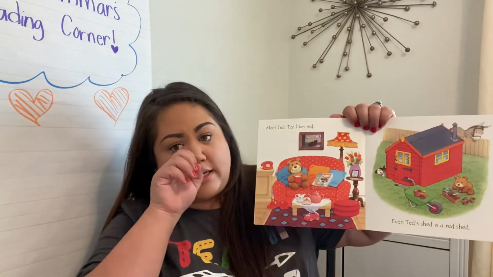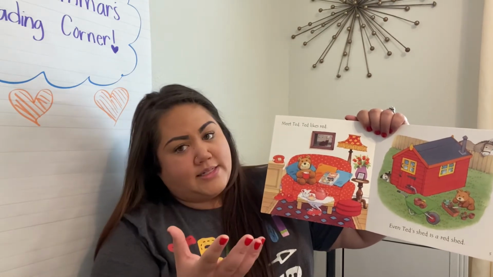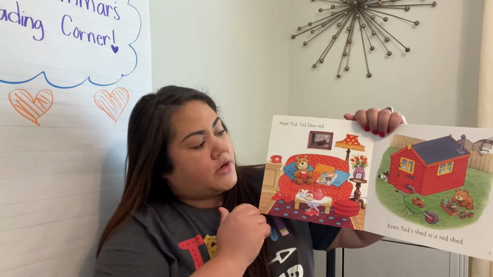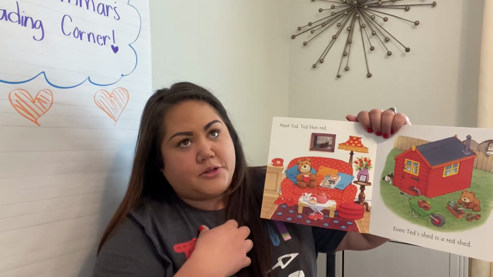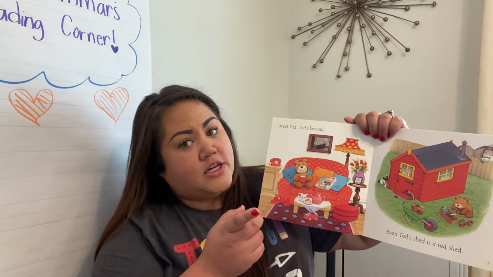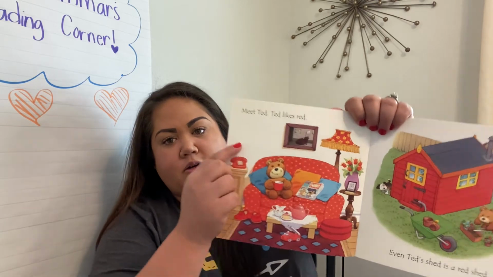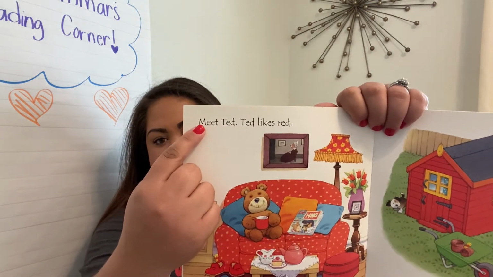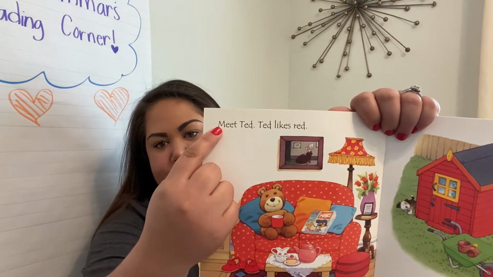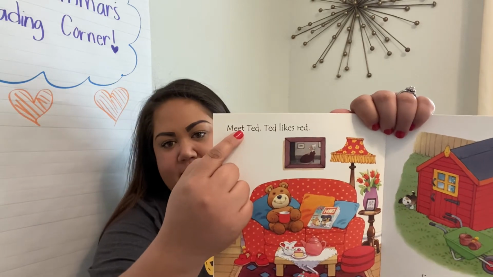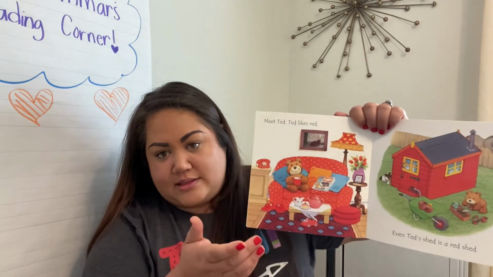Since this book is a little bit harder, what I would probably do is read the sentence and then have them do it. Or if they're a little more advanced and you want them to be a little more challenged, you can have them try to read it themselves. If they get stuck on a word, you can say, okay, what's the first letter in that word? And they would say M. And then you say, what sound does M make? And then you go to the next one, and have them sound it out.